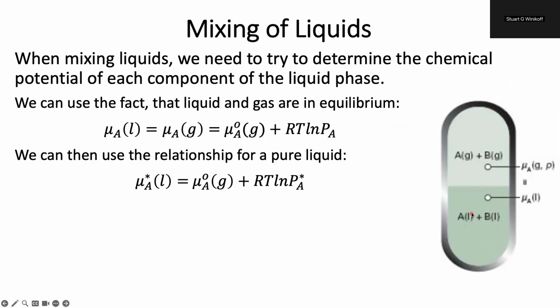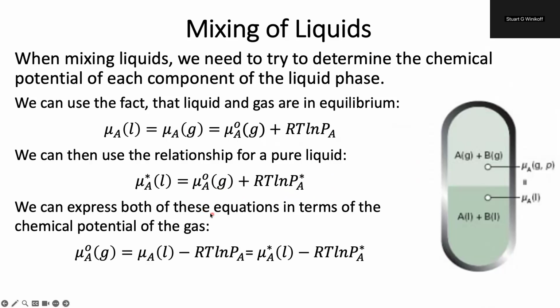Works great. We can then use the relationship, so for a pure liquid, that we're going to designate that the pure liquid is given by a star. So the chemical potential of the pure liquid should just be equal to the standard state chemical potential plus a correction term in terms of the vapor pressure of the pure liquid. And again, as we've seen, you can often go ahead and look up the vapor pressure for the pure liquid and determine it from a simple phase diagram. So this works relatively nice in that all of these properties are ones I can readily determine.